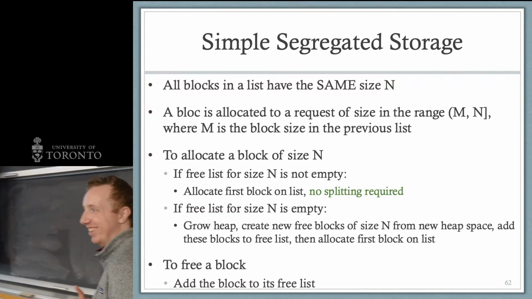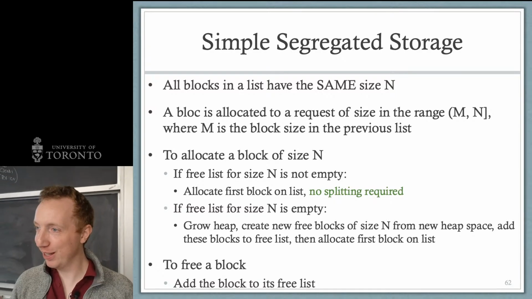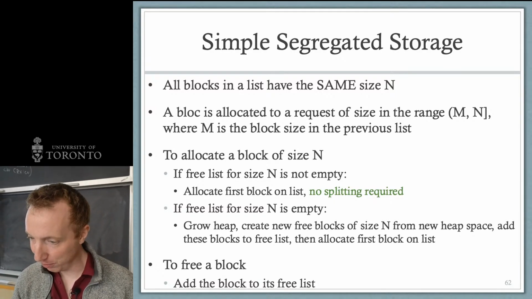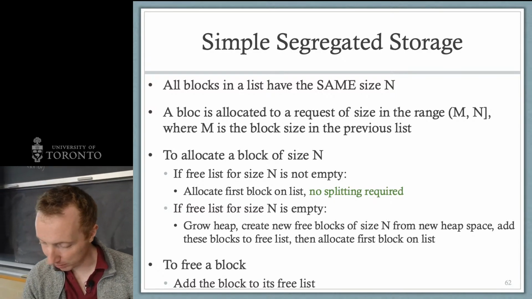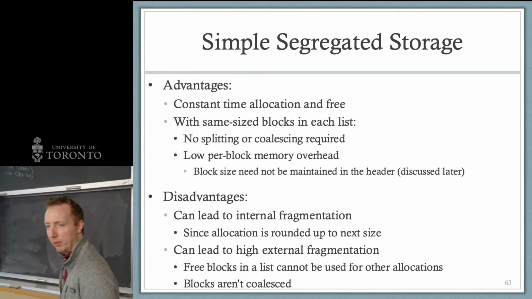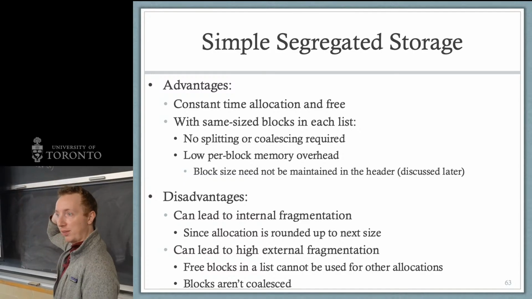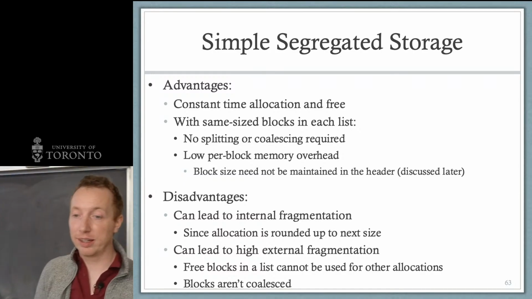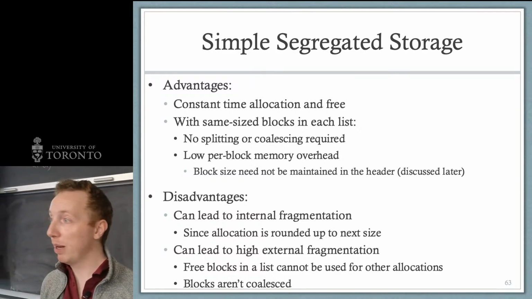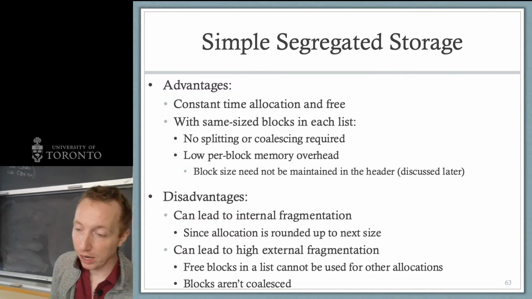Do nothing. The best optimization is to not do anything. So if we cannot do anything, that's the best one. Probably shouldn't quote me on that one though, because it could get me in trouble. So, some advantages: you get nice constant time allocation and free.